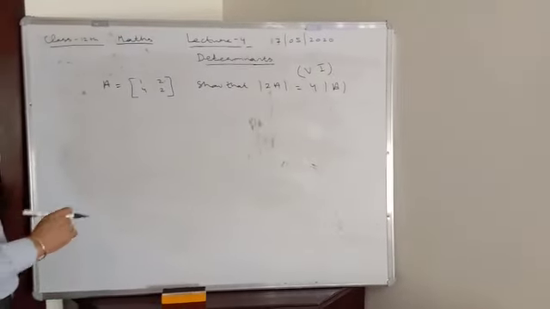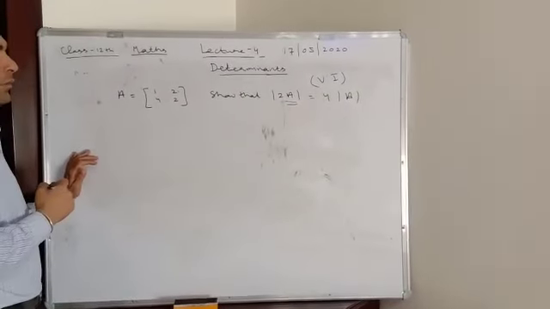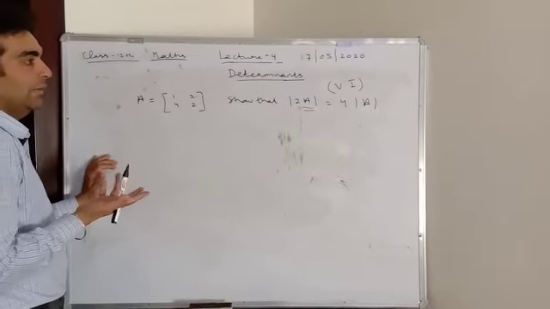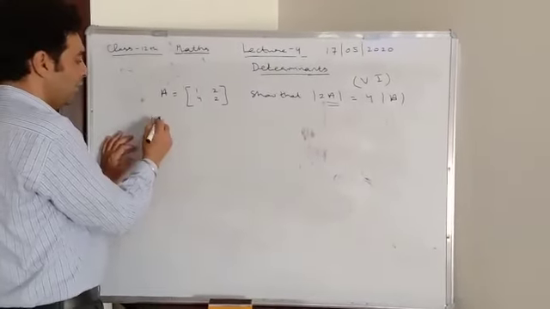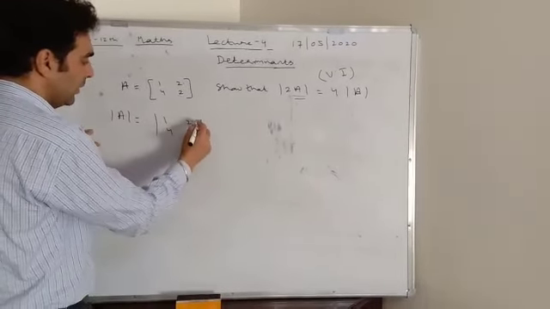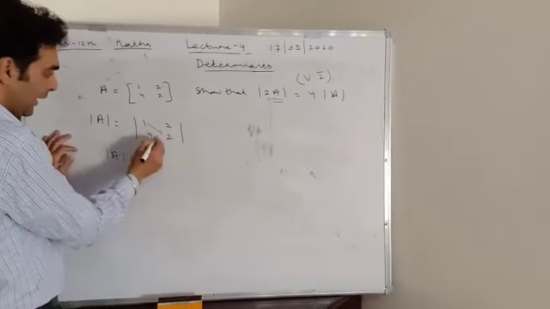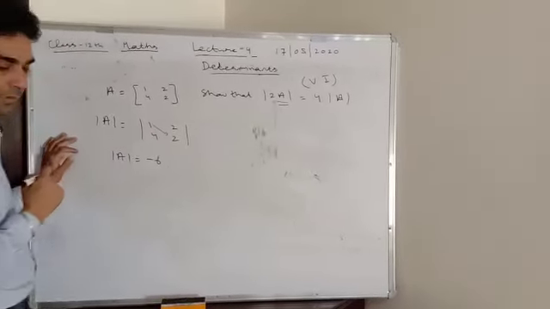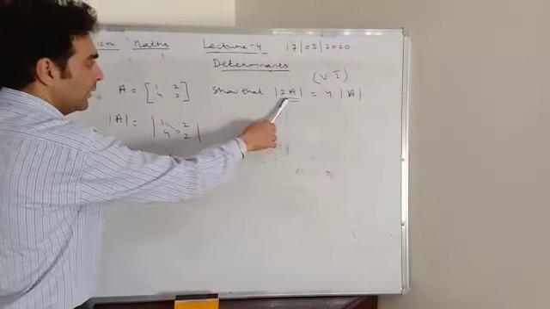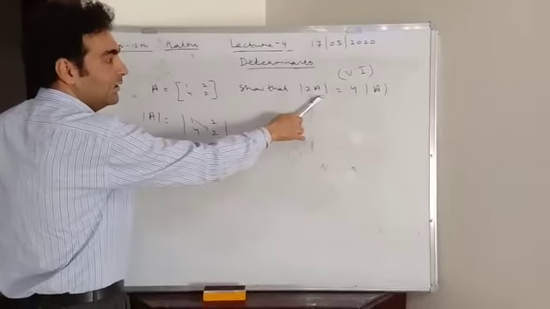Now what will we do? They are saying the determinant of matrix A we have to find out and multiply with 2. First of all, we have to find the determinant of matrix A, which is 1, 2, 4, 2. The determinant of matrix A is 2 minus 8, which is minus 6. Then we have to find the determinant of 2A, because 2 is written inside this.